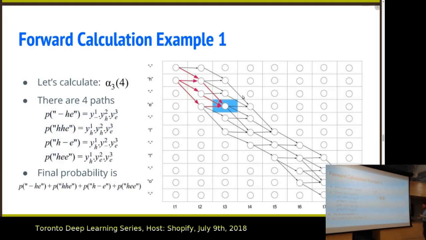Yeah. So let's say we want to calculate alpha 3,4, so we go to T3 and the fourth token, which corresponds to E. And so we can see that there are actually 4 paths that get us here from the beginning. And so here in the beginning, we can either start from blank or H. And we try to see how many paths can get us to alpha 3,4. We can see that it's blank H E, H H blank E, and H E E. And so note that these are the network outputs.